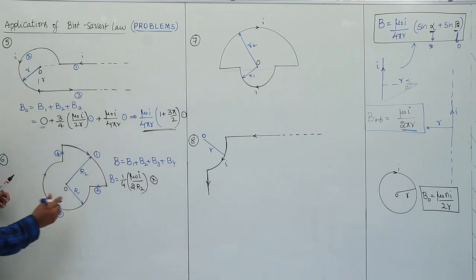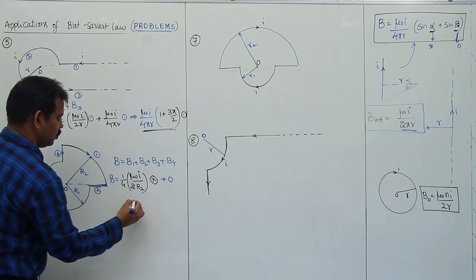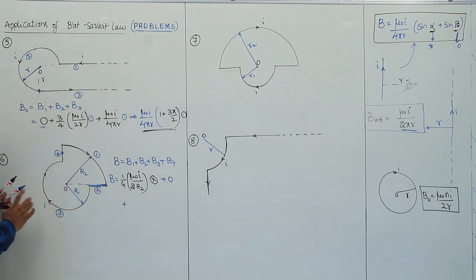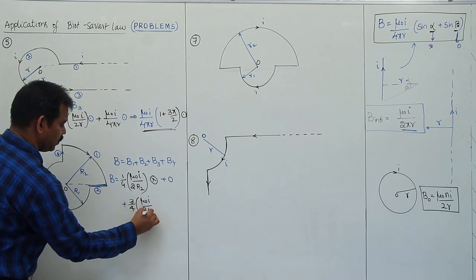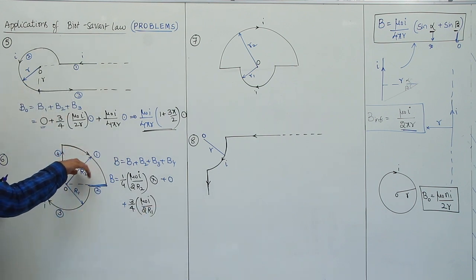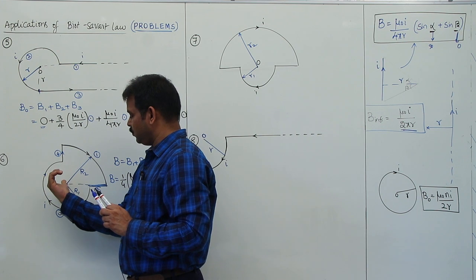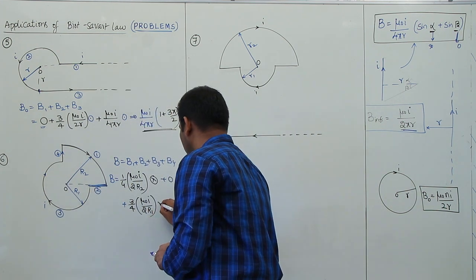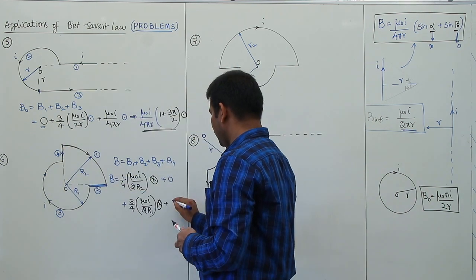Plus, the second one, the magnetic field due to this one, B2, at this point on the axis is always 0. So plus 0, plus the third one, 3/4 of a circular coil. So I can write 3/4 of mu naught I by 2r1. Here also the field is into, because the current is flowing like this, so I am showing this as into here. Plus the magnetic field due to this one at this point on the axis is 0.